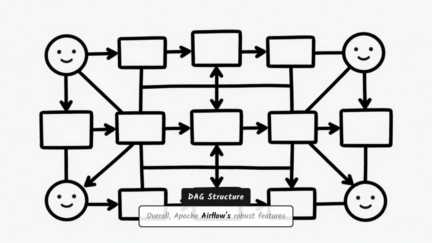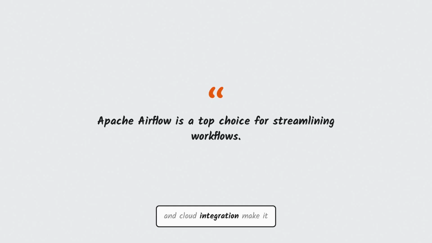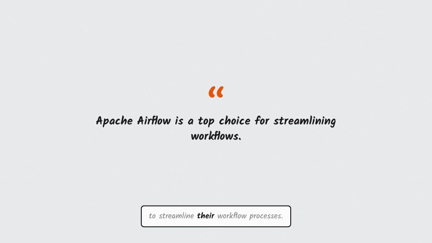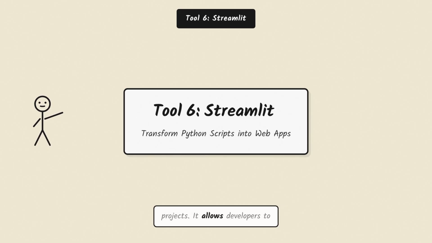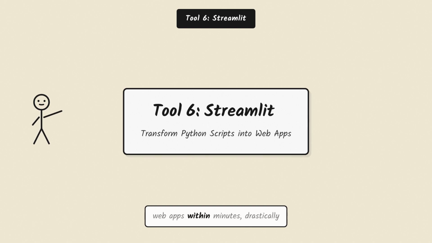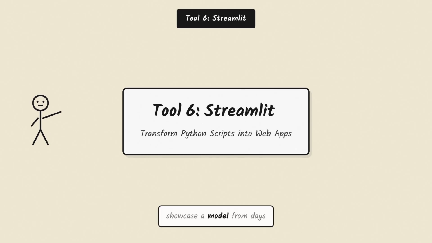Overall, Apache Airflow's robust features and cloud integration make it a top choice for data engineering teams aiming to streamline their workflow processes. Streamlit is an open-source app framework specifically designed for machine learning and data science projects. It allows developers to transform Python scripts into interactive web apps within minutes, drastically reducing the time needed to showcase a model from days to just a few hours.